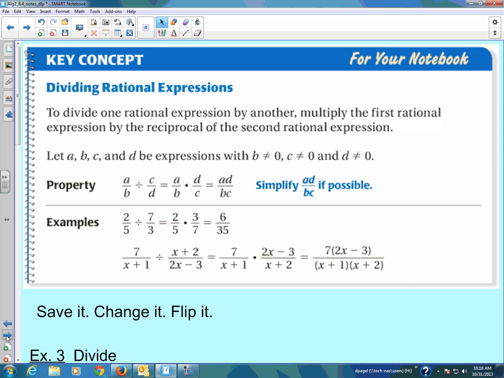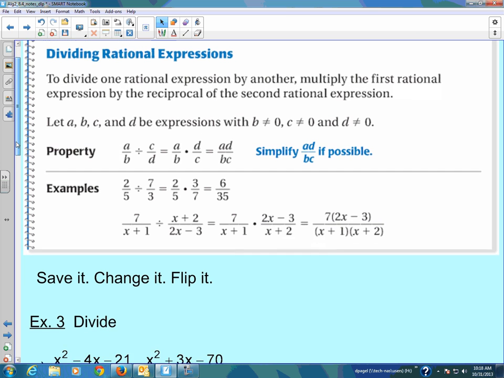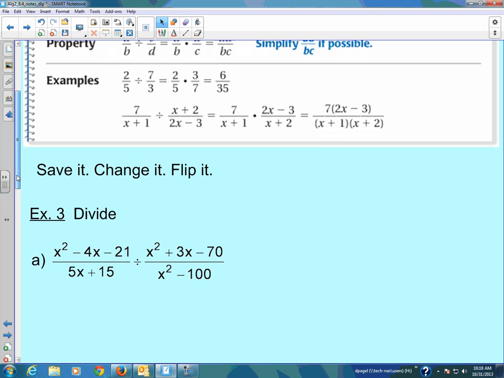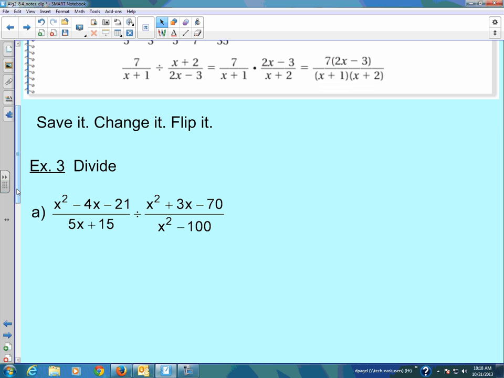What about dividing rational expressions? To divide one rational expression by another, you multiply the first rational expression by the reciprocal of the second rational expression. Now we have a little saying that we use to remember that. It's called save it, change it, and flip it. What that means is just what that statement said. Save the first rational expression. Change the division symbol to multiplication, and flip the second rational expression.